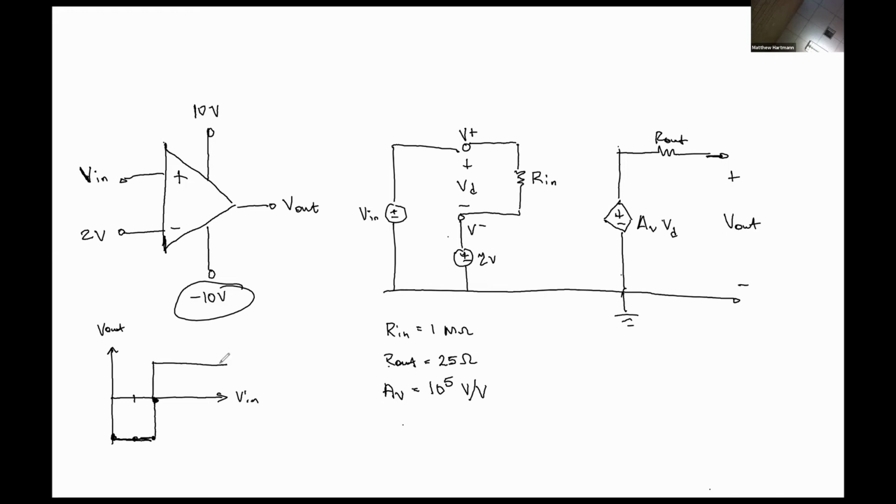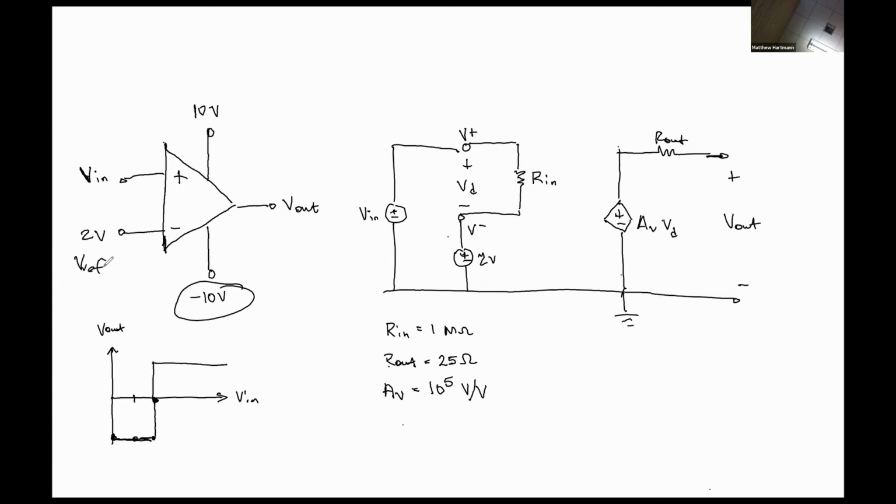And then continue like so. So this particular type of circuit is called a non-inverting comparator, okay? It is a non-inverting comparator because what it's doing is comparing the input signal to a reference voltage. In this case, our reference voltage is this 2 volts.